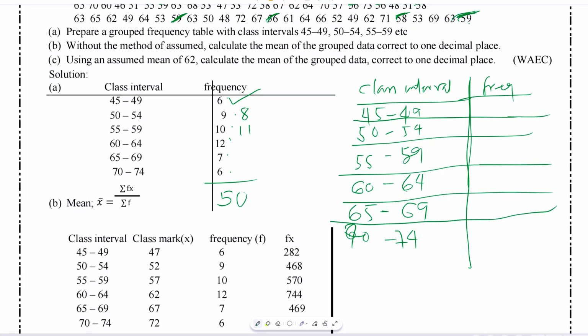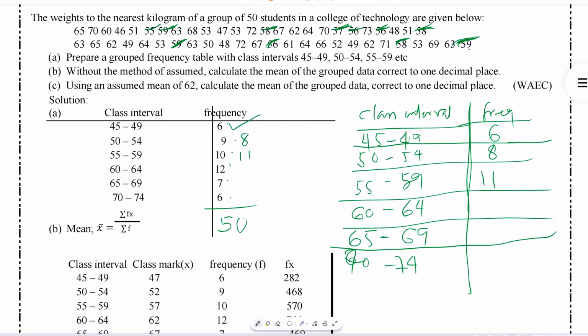So we counted this as what? We counted this as 6, right? And then we counted this as 8 and this as 11. So let's continue now. Let's use another pen to count. We are looking at what now?